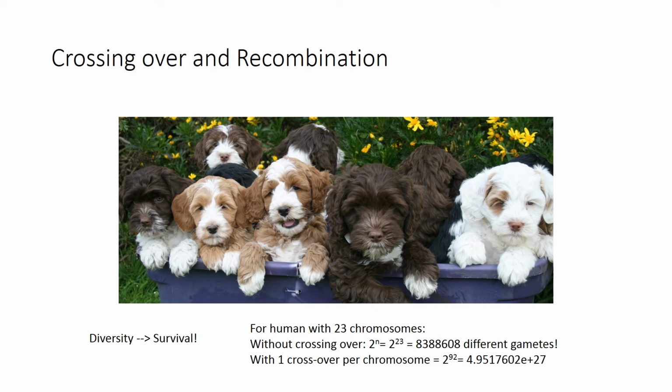Well, actually, that's just from one parent. So 8 million types of eggs from your mom and 8 million types of sperm from your dad. Those are your odds. If you had one crossover event per chromosome, and I already told you that it's usually more, especially on those bigger chromosomes, if you just had one crossover per chromosome, now we're up to 4.9 times 10 to the 27. That's just an outrageous number. So there's virtually no way other than identical twins that you can get two people from the same parents that are exactly the same.